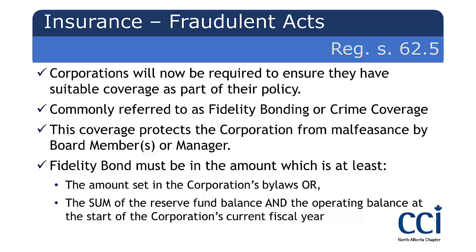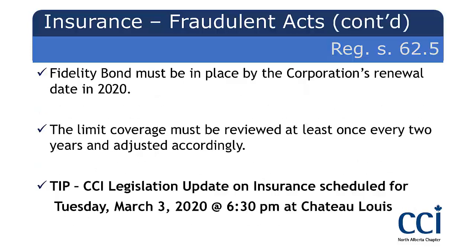The other issue, too, that is a significant change is the fidelity bond. The corporation will now be required to carry a fidelity bond, and this protects the corporation from obviously any wrongdoing on the part of a board member or board members or the property manager. And the fidelity bond must be in an amount which is at least the amount set out in the bylaws, and if silent, the sum of the reserve fund balance and the operating balance at the start of the corporation's current fiscal year. And this must be done in 2020. And the limit of coverage must be renewed at least once every 2 years and adjusted accordingly.